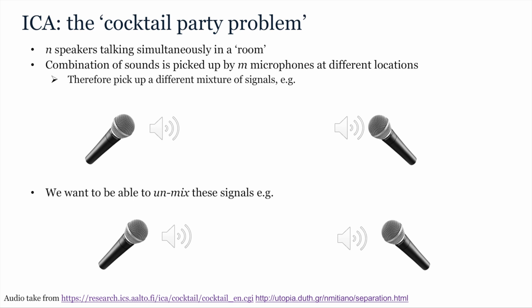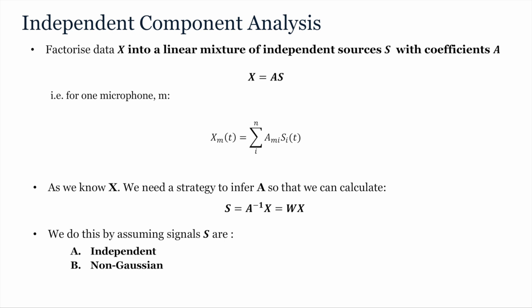And a news recording. The goal of ICA, therefore, is to learn an unmixing matrix W, which represents a set of coefficients through which we can unmix the data X in order to recover the independent source signals S. ICA therefore makes a specific assumption that the recordings at each microphone are a linear combination of source signals and coefficients A.